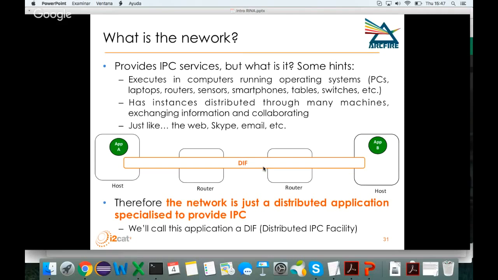So we don't have to differentiate between applications and the network, other than saying the network is just a distributed application that provides IPC. But other than that, it's just a distributed application. It has instances, it uses other instances of communication below, and so on. So we'll call this application a DIF, a distributed IPC facility.